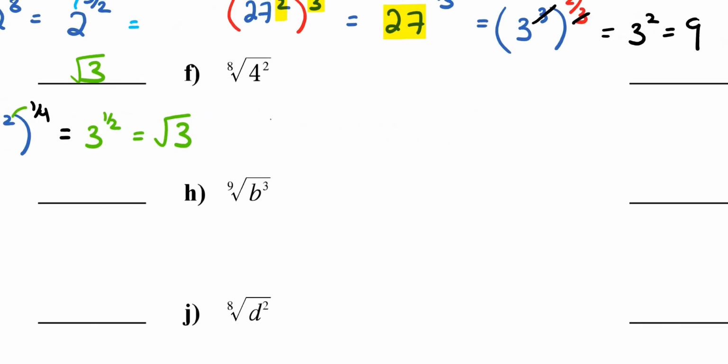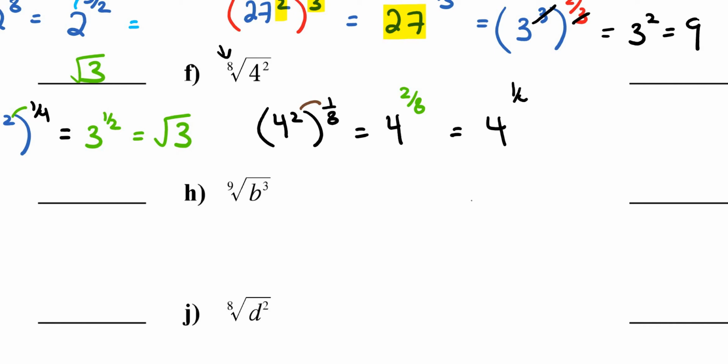Okay, moving on to F now. So my index here is 8, so 4 to the power 2 remains, and I have 1 over 8 there. And then I can multiply 2 and the 1 over 8, so that's going to be 4 to the power of 2 over 8. And that's the same thing as 4 to the power of 1 over 4.